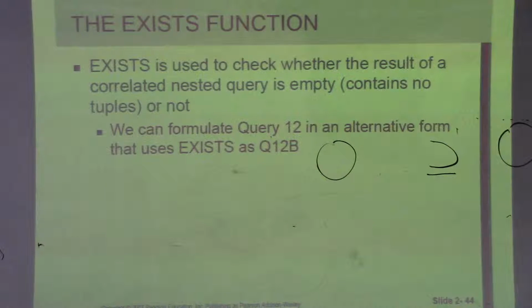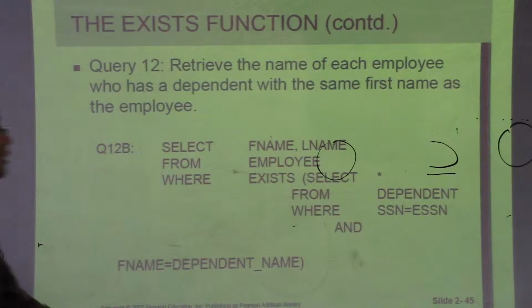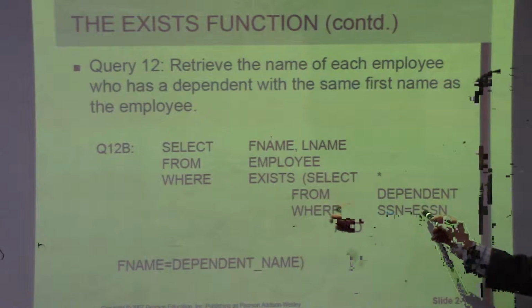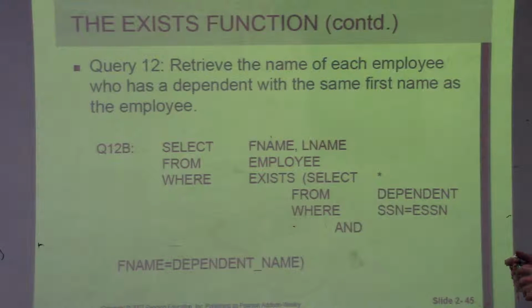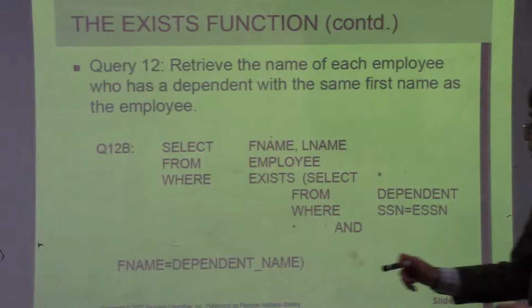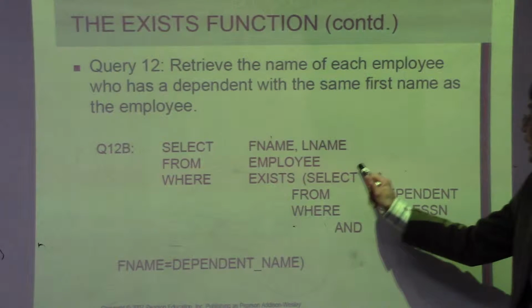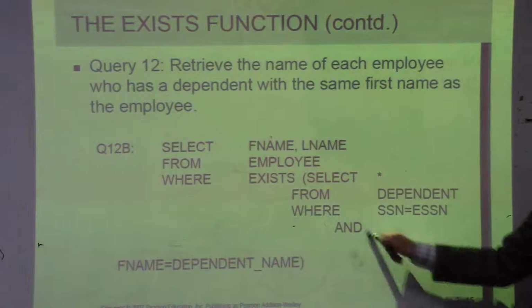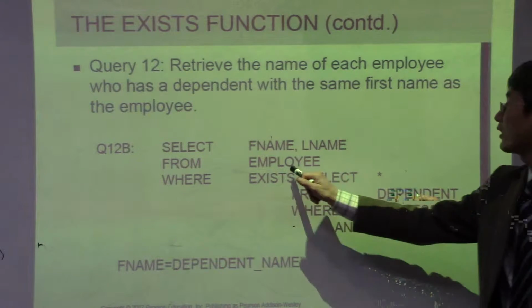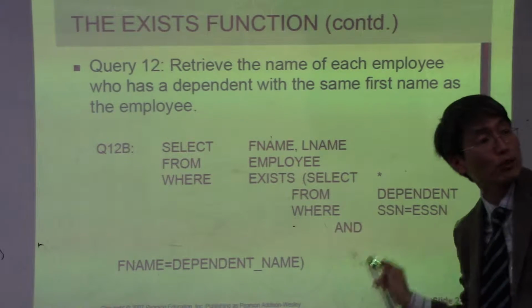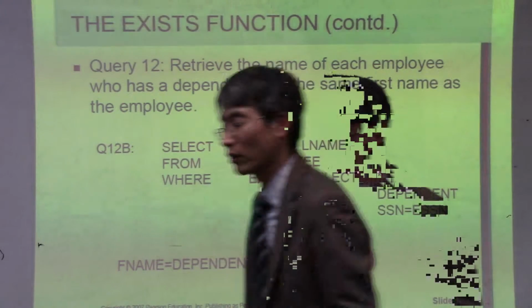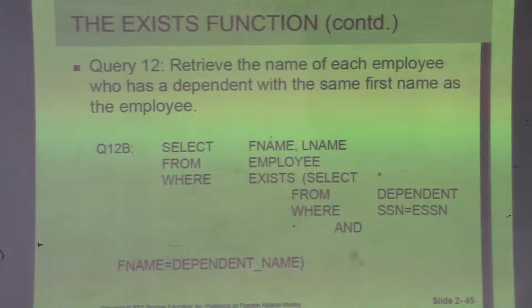Exists means whether the output exists or not, yes or no. For example, here when we run this, the dependent SSN is the ESSN, and the first name is the dependent name. If there is any dependent from this query, then this employee will be returned. Exists means if there is output of this one, then it will be returned. This query uses EXISTS a lot.